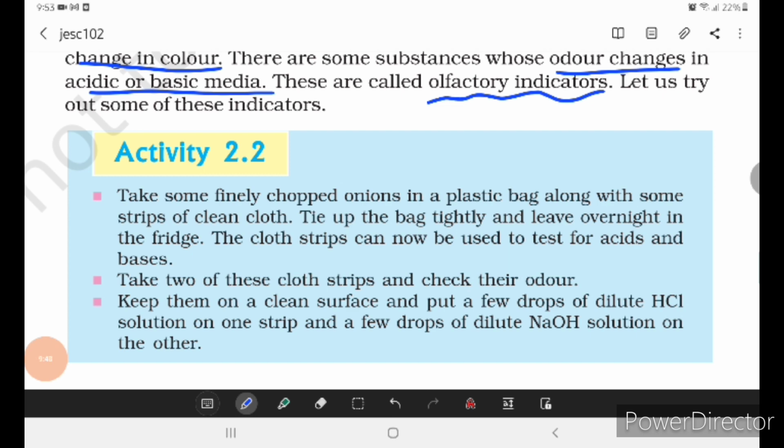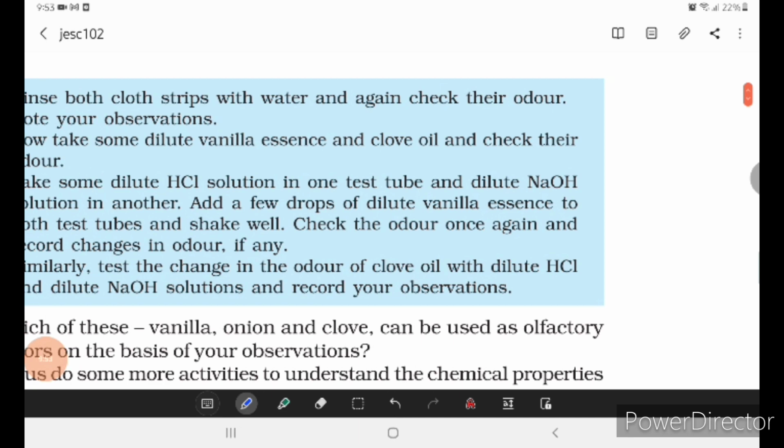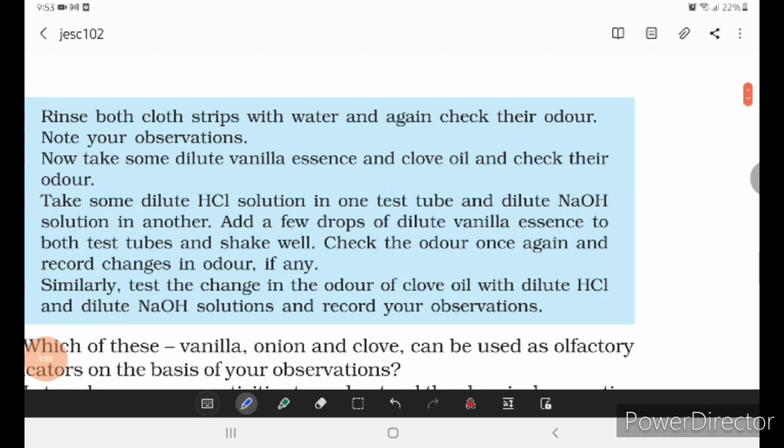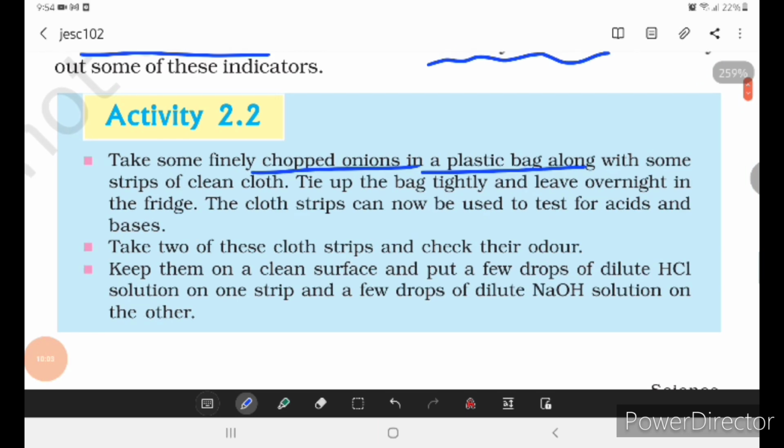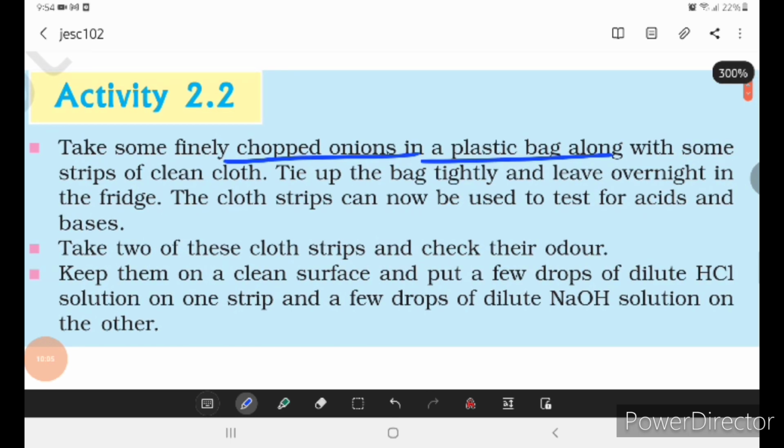The olfactory indicators are finely chopped onions in a plastic bag along with strips of cloth, vanilla essence and clove oil. These are the examples of olfactory indicators. Let's see what the activity tells us here. Take some chopped onion in a plastic bag along with some strips of clean cloth, tie up the bag tightly and leave it overnight in the fridge or refrigerator. Now the cloth strips can be used as a test for acid and base. You can find that these cloth strips change their odor when they are present in acidic or basic media.